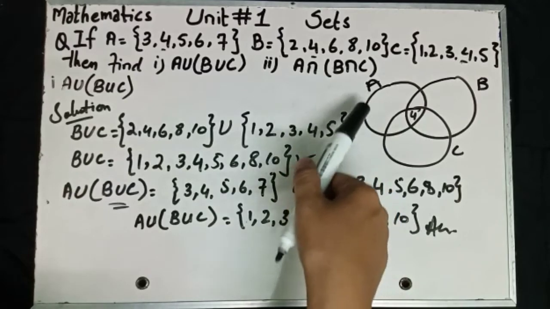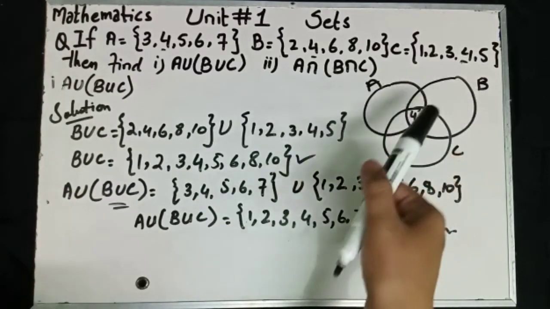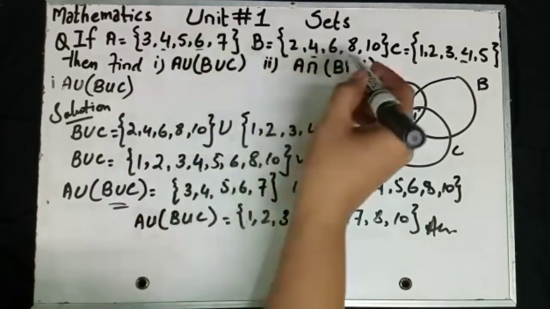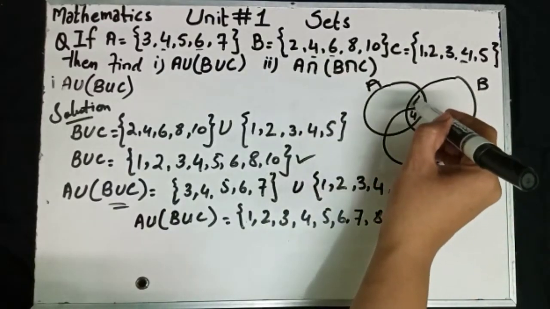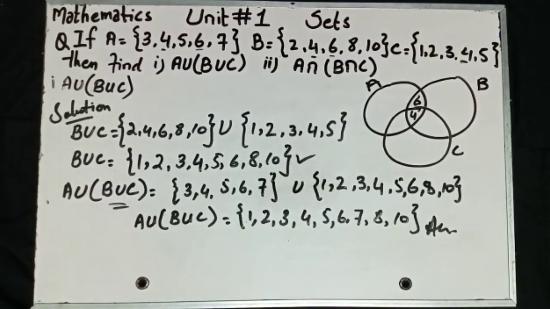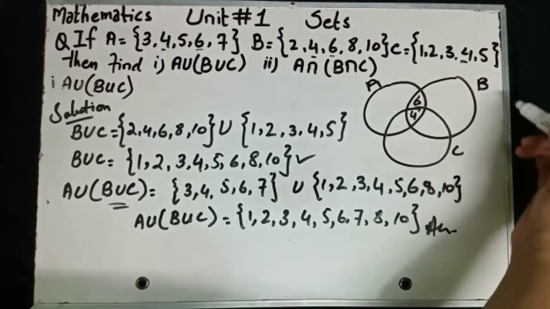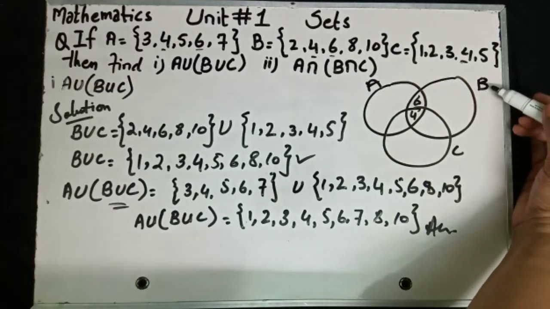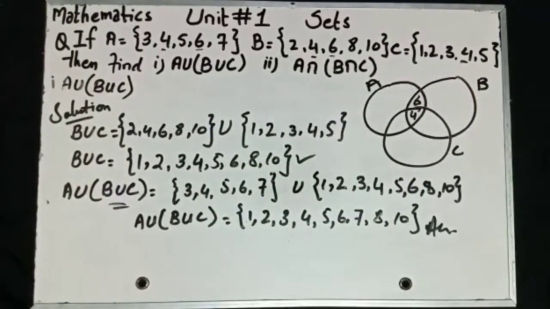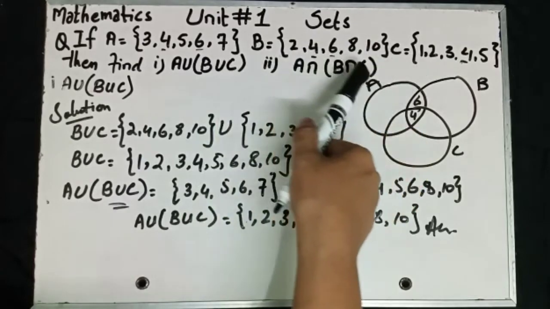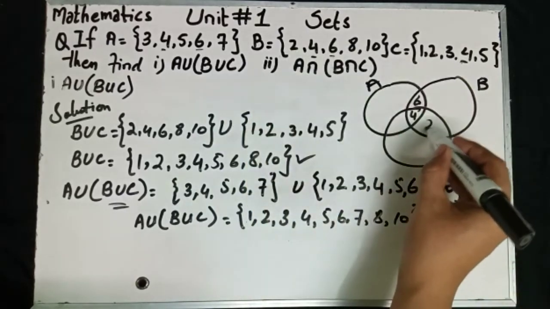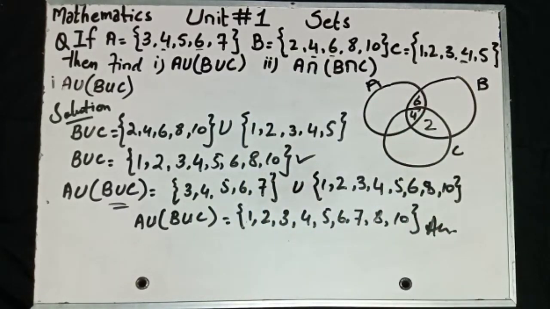Now we check the common element between A and B. 6 is the common element between them. So in this place we write the common element of sets A and B. Now we check the common element between B and C. Two is the common element between set B and set C.